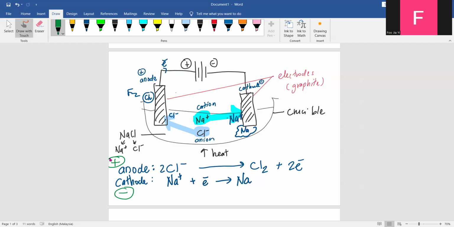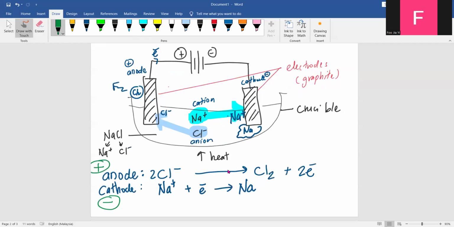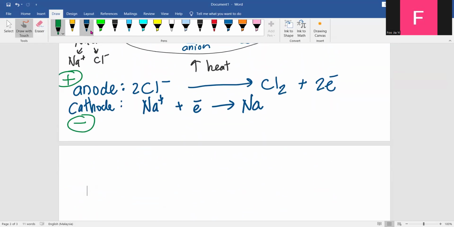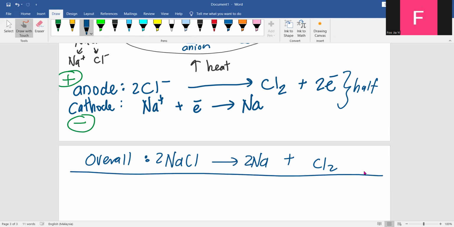You guys done? So, okay. So now, this is half equation. This is called a half equation. So overall, what happens here is I start out with sodium chloride. Using electricity, I break it back down to elements. So this is my overall equation. Okay, can we write this down?